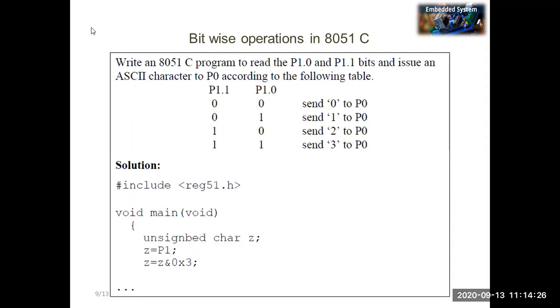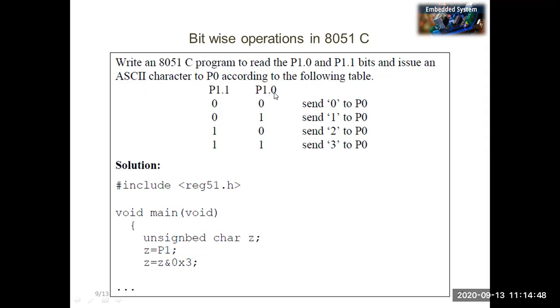Next, write an 8051 C program to read P1.0 and P1.1 bits. That is, port 1 pin number 0 and port 1 pin number 1 we have to read and issue an ASCII character to port 0 according to the following table.